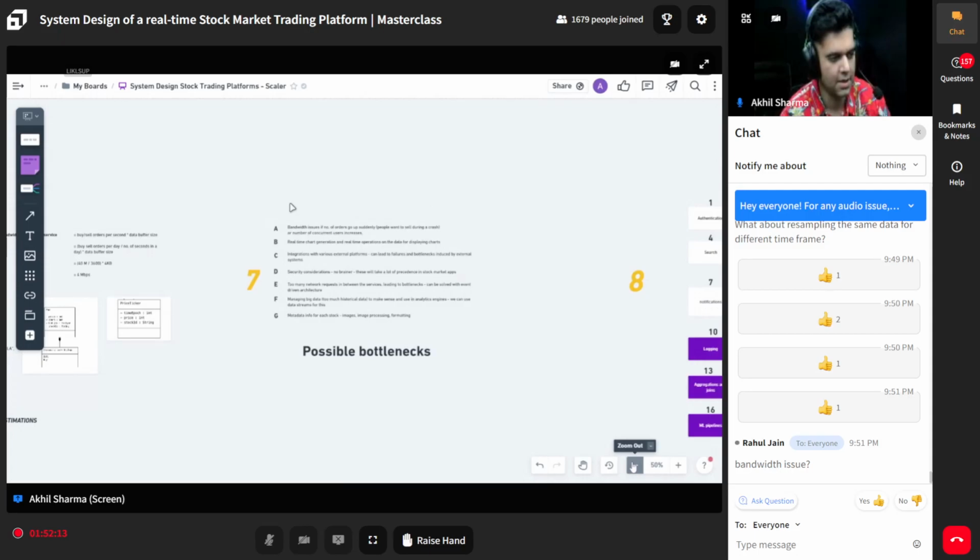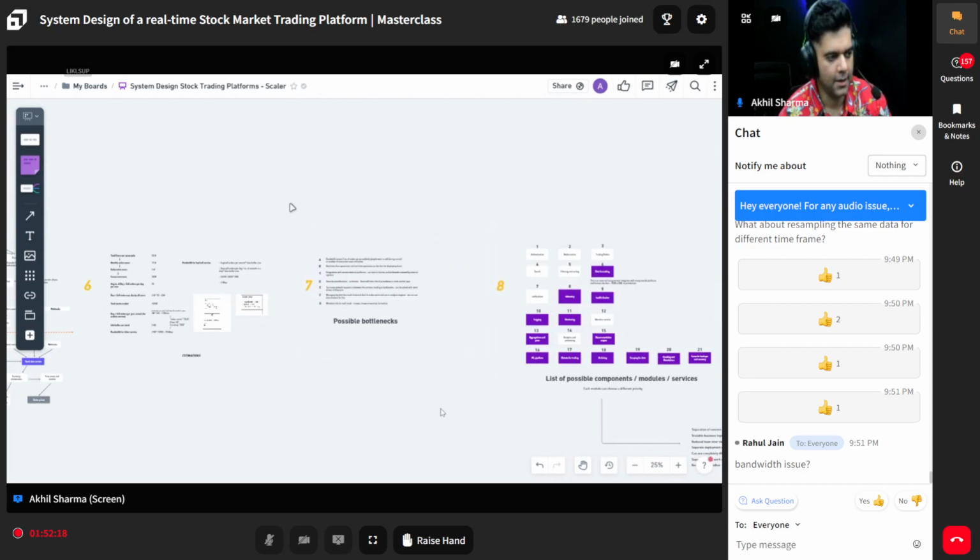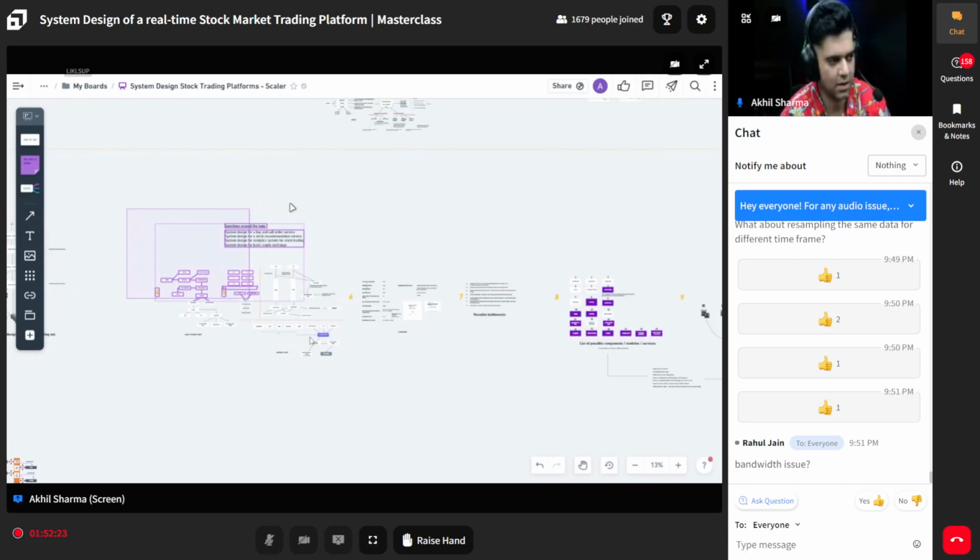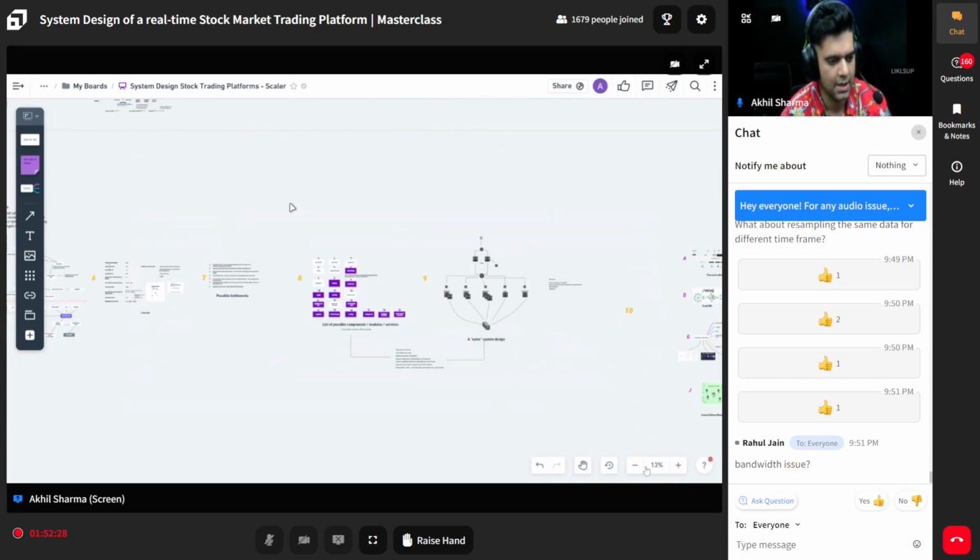So you've done the first 15 minutes. It's taken us just 10 minutes, but the first 10 to 15 minutes you can spend on all of this. Now the next stage that you do is you list out all the possible components, modules, and services.